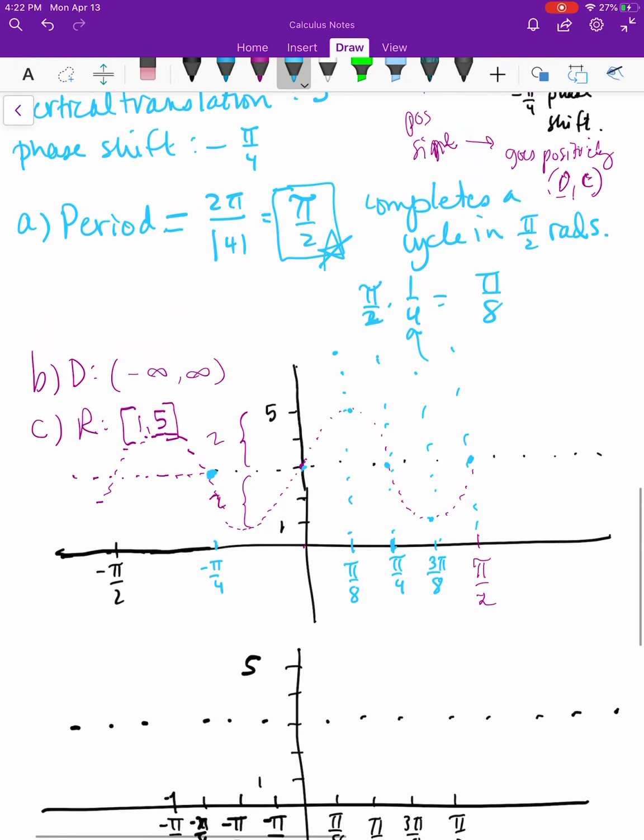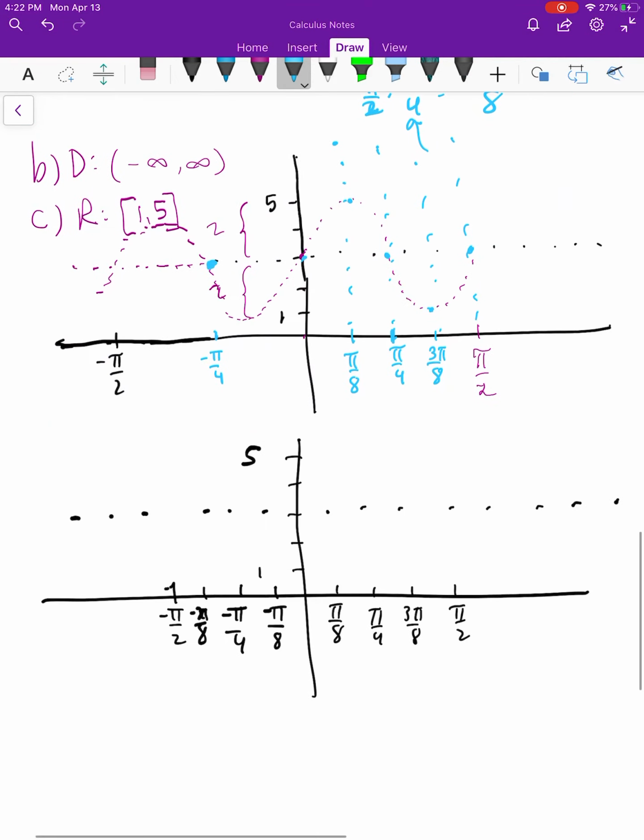So we are saying that we are going to start our function at negative pi over, what did we say? It was shifted negative pi over 4. And it's a sine function, and it's going to be going positively through. Pi over 8 units later, it's at its highest. Pi over 8 units later, it's at 0. Pi over 8 units later, it's at its lowest. Pi over 8 units later, it's back to 0. So here we go. We're going to sketch.